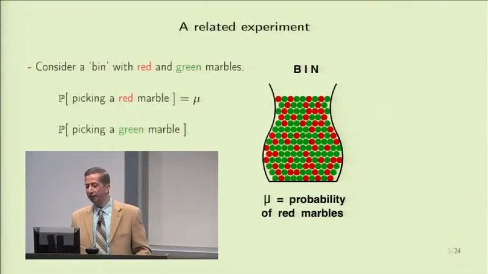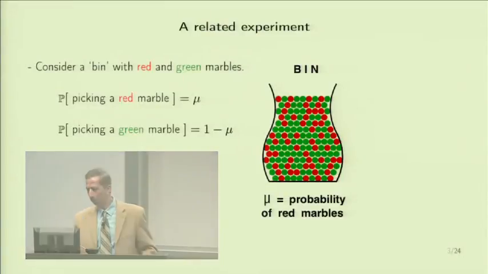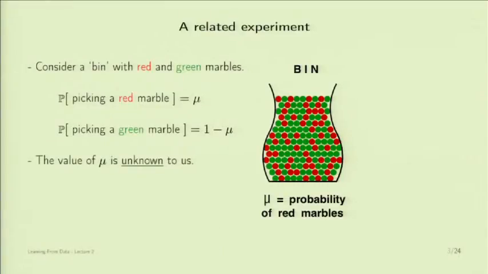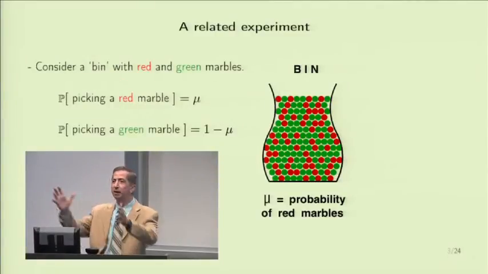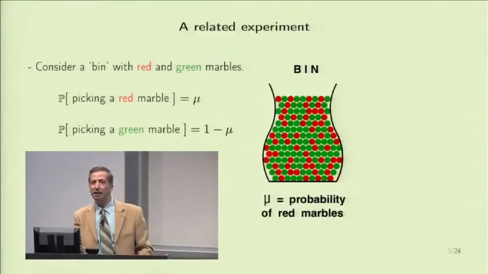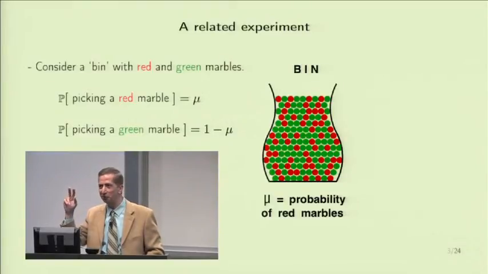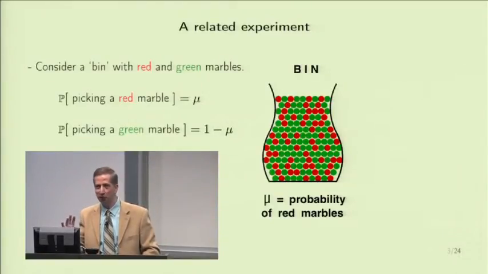Now, there is a probability of picking a green marble, and what might that be? That must be 1 minus mu. So that's the setup. Now, the value of mu is unknown to us. So in spite of the fact that you can look at this particular bin and see, okay, there is less red than green, so mu must be small, you don't have that advantage in real life. The bin is opaque, it's sitting there, and I reach for it like this. So now that I declare mu is unknown, you probably see where this is going. Unknown is a famous word from last lecture, and that will be the link to what we have.